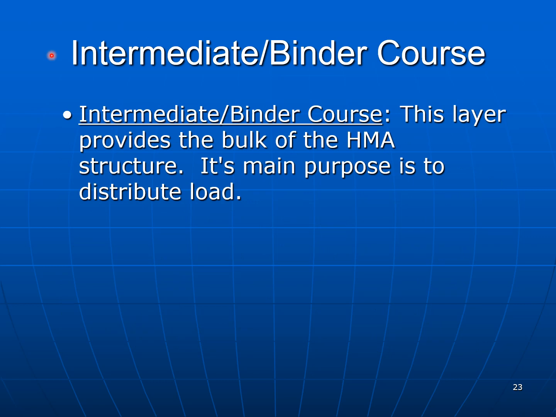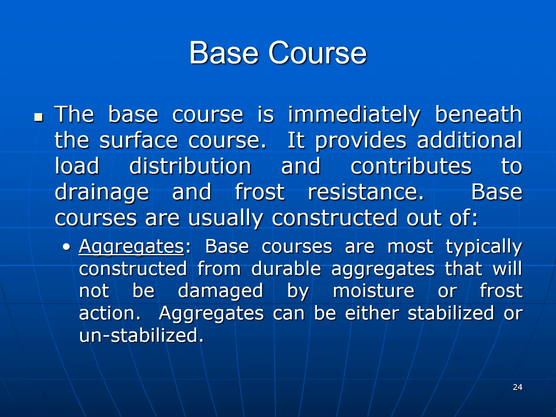Intermediate or binder course. The intermediate or binder course provides the bulk of the HMA, hot mixed asphalt, structure. Its main purpose is to distribute load. Then comes the base course. The base course is immediately beneath the surface course. It provides additional load distribution and contributes to drainage and frost resistance.